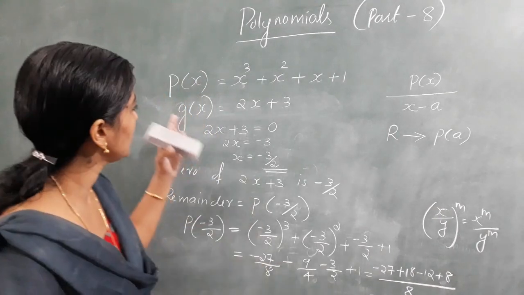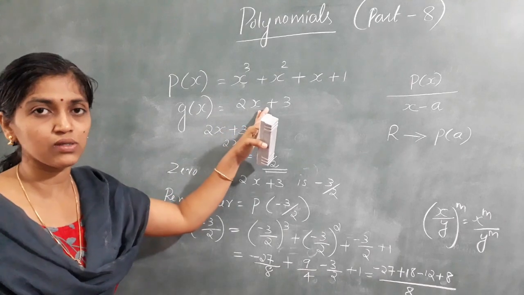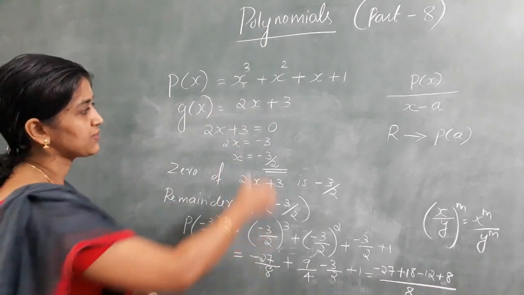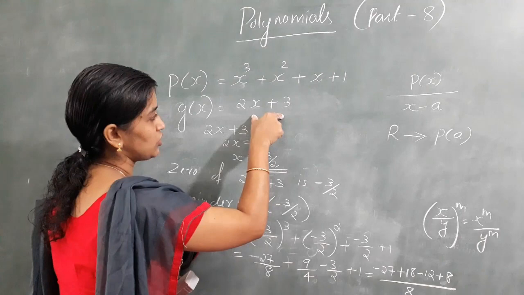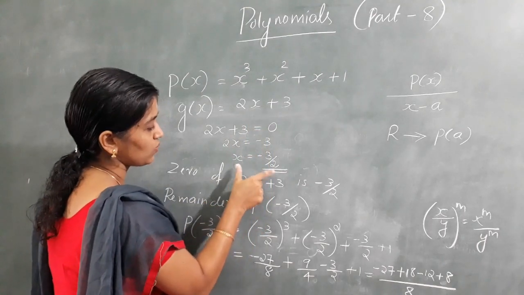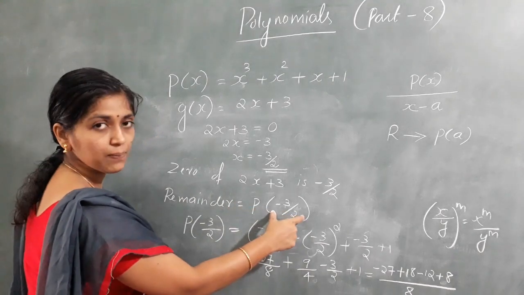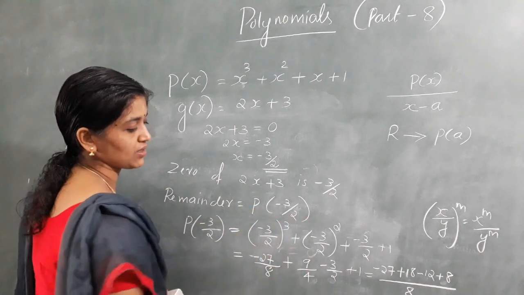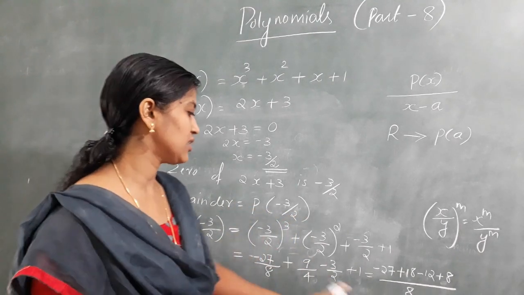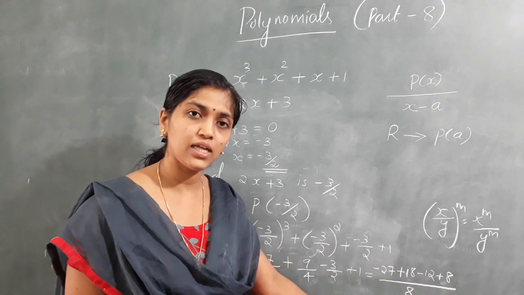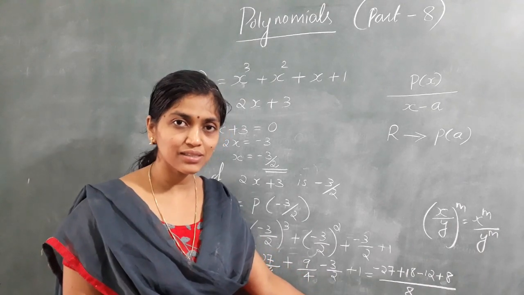Clear? So, if you get your g of x in this form also, you can get the remainder. Just find the 0 of this g of x. Then, for that value of x, you find p of minus 3 by 2. So, we will get the remainder. So, you are getting remainder is equal to minus 13 by 8. I think it is clear.